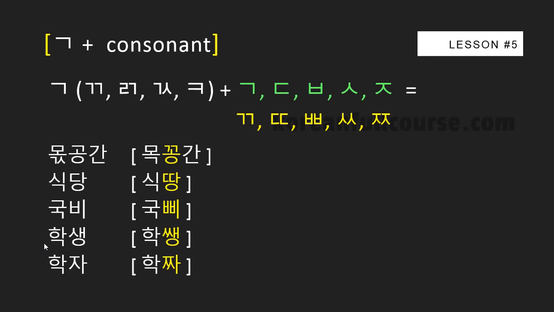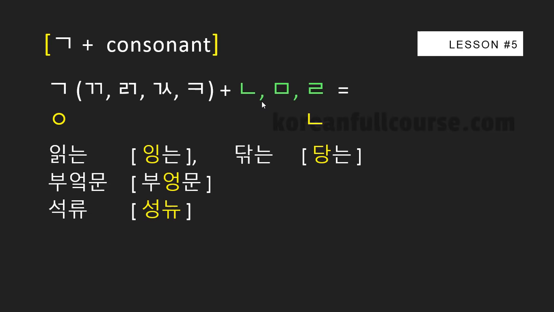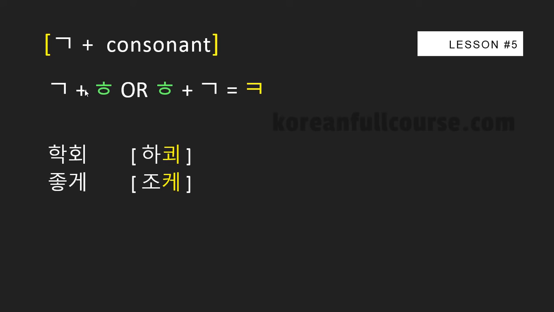When 기역 is followed by 니은, 미음, or 리을, then 기역 should be pronounced as 이응. And if it's followed by 리을, then 리을 also changes to 니은. Look at this example. It's pronounced as songnyu, not seokryu or songryu. So read this as 읽는, 부엌문, 닦는. And when 기역 is surrounded by 히읗, either from the left or the right side, 기역 should be pronounced as ㅋ. 학회, 좋게. That's all for 기역.